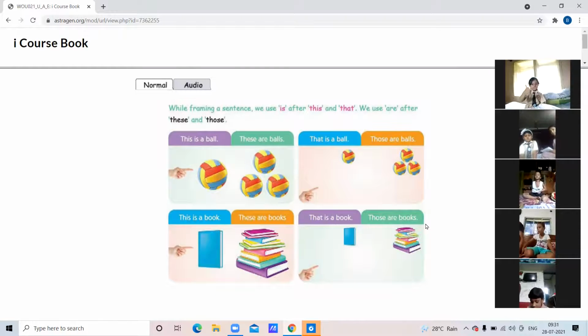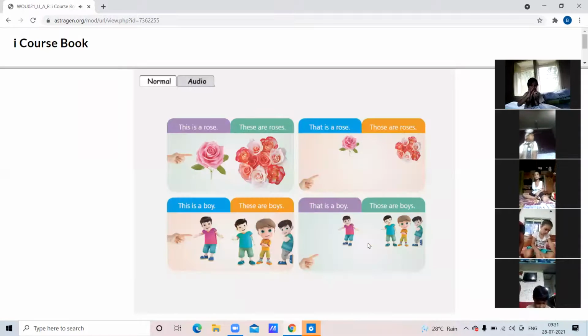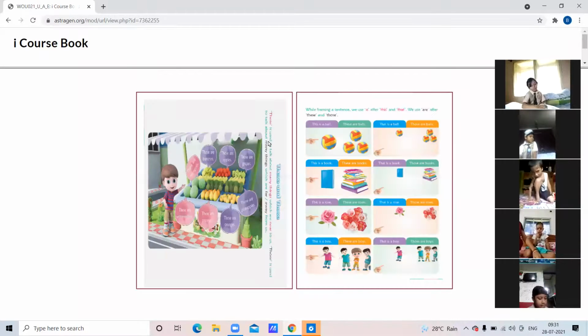Okay, now Indrakshi, you read. Saina, you will learn. Keep practicing. Read out. Don't stop learning. Okay, ma'am. Yes, Indrakshi, read this. This is a rose. This is a ball, and this is a book.